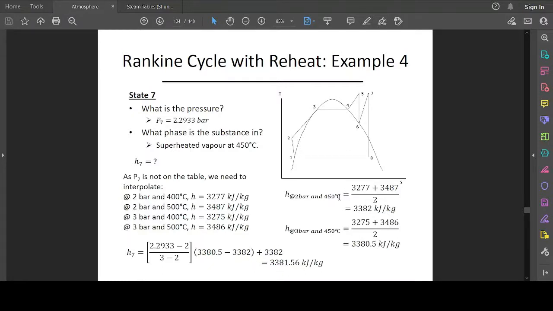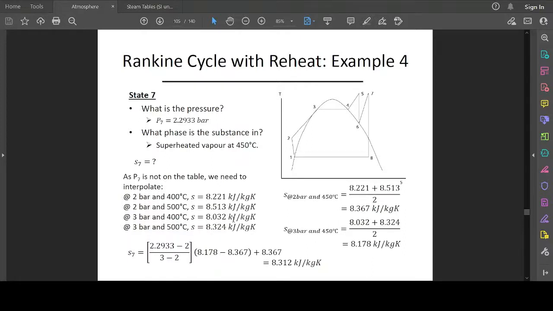And if we take the two enthalpies for 2 bar and 3 bar, then we can use that to do the interpolation with respect to this 2.2933 bar, and that will give us the enthalpy at stage 7. So we do the same for entropy at stage 7, but in this case, we read out the value for entropy and we do the same thing to get the corresponding value for the entropy at stage 7.